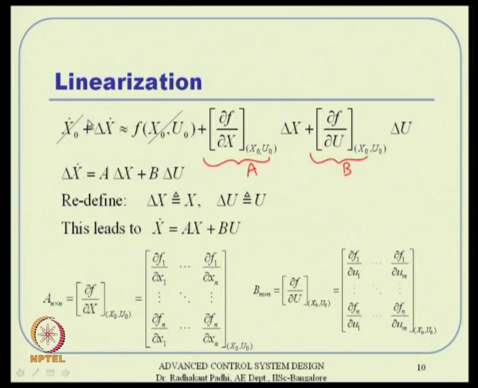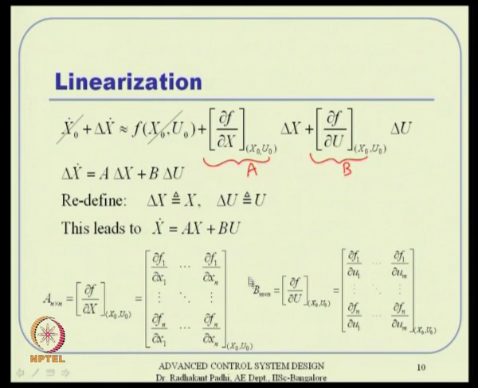Anyway, the same thing: after we neglect this, we redefine this delta x as x and delta u as u. So this linearized system we will conveniently write as x dot equals A x plus B u, with the assumption always that this x is nothing but delta x and this u is nothing but delta u. And the A matrix is as evaluated before, but this will also be evaluated at the x0, u0 pair now. It is no more a function of only x0, it is the x0, u0 pair. Similarly, the B matrix will be evaluated at the x0, u0 pair.